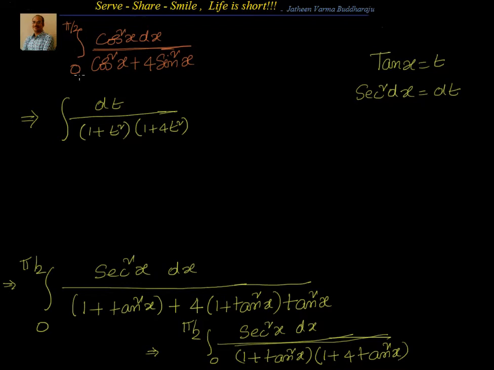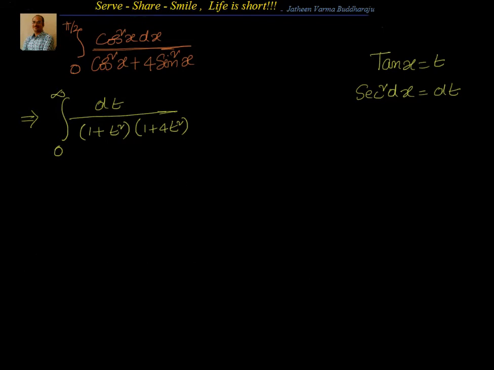Let's also convert the limits. Tan x equal to t, x equal to 0, tan 0 is 0, therefore t is 0. When x equal to pi by 2, tan pi by 2 is sin pi by 2 by cos pi by 2, that is 1 by 0, which is infinity. So we have 0 to infinity dt by 1 plus t square into 1 plus 4t square.